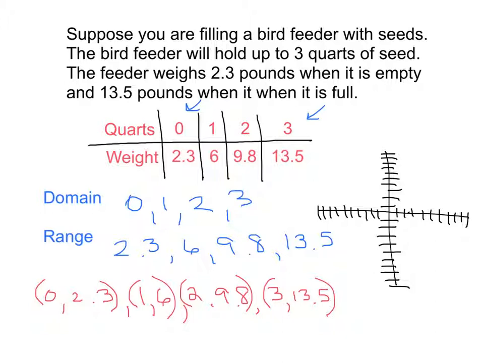Okay, so I just made 10 on each side. I know we're going to need a little bit more than 10 for the 13.5, but we can estimate. So our first set of ordered pairs is 0 on the x and 2.3 on the y. So we go over 0 and we go up approximately 2.3. Now we have 1 on the x, so we go over 1, and then we go up 6. It's about right there. Then we have over 2 and up 9.8. And then we have over 3 and up 13.5.